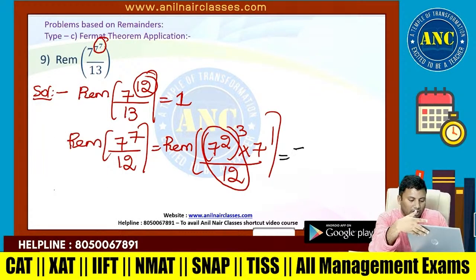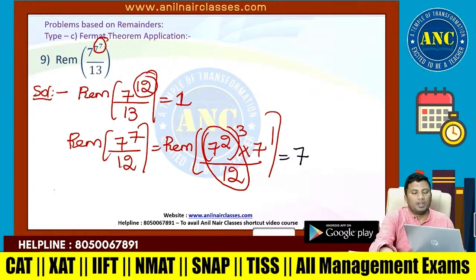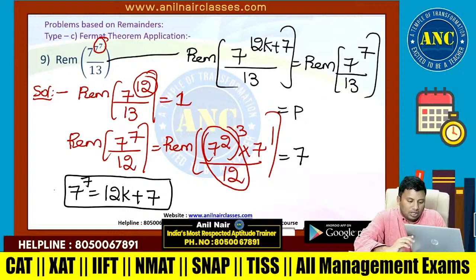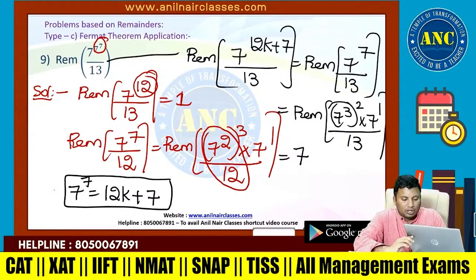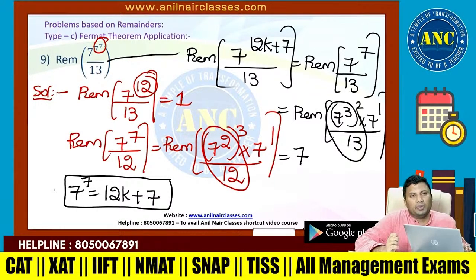Remainder 1. 1 sevens are 7, that means 7 power 7. So here it is (7 cube) whole square into 7 power 1 divided by 13. 7 cube is 343. 343 divided by 13.